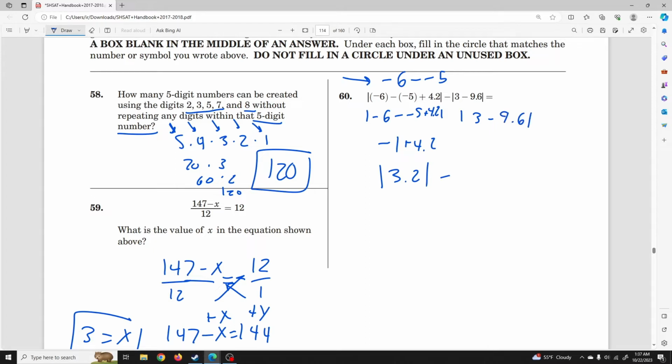So we go from left to right. 3 minus 9.6 is negative 6.6. The absolute value of negative 6.6, right, that's what we get. Absolute value of 3.2 is just 3.2. And minus the absolute value of negative 6.6 is just 6.6, right? Absolute value gets rid of this negative sign right here. So this is actually equal to negative 3.4.